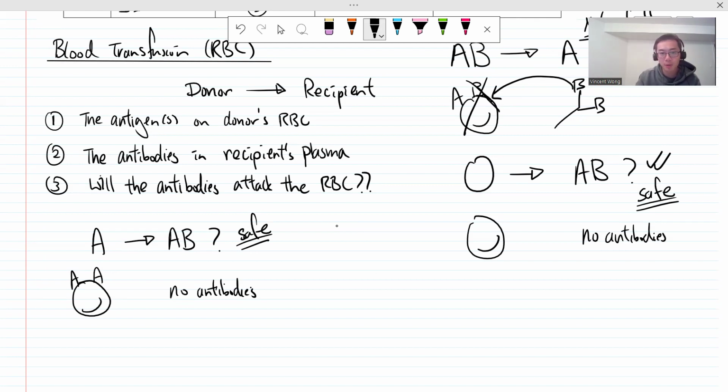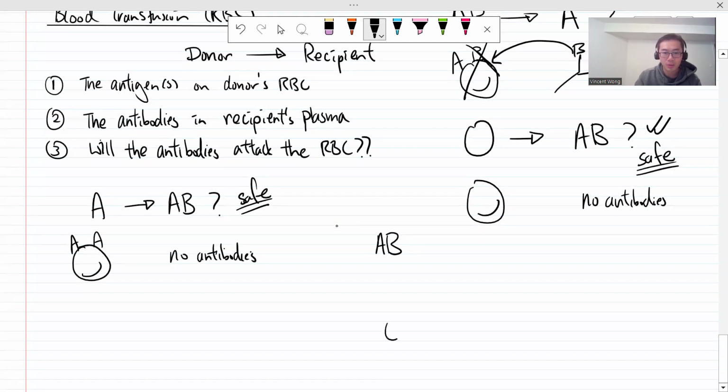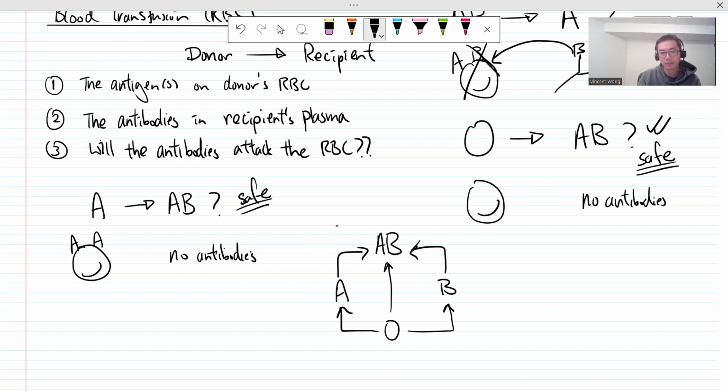So sometimes people call AB like universal recipient. So if they can receive blood from type O people, they can receive blood from A people, they can receive blood from B people. Okay, and O sometimes is called a universal donor. You can give it to AB, you can give it to A, you can also give it to B.